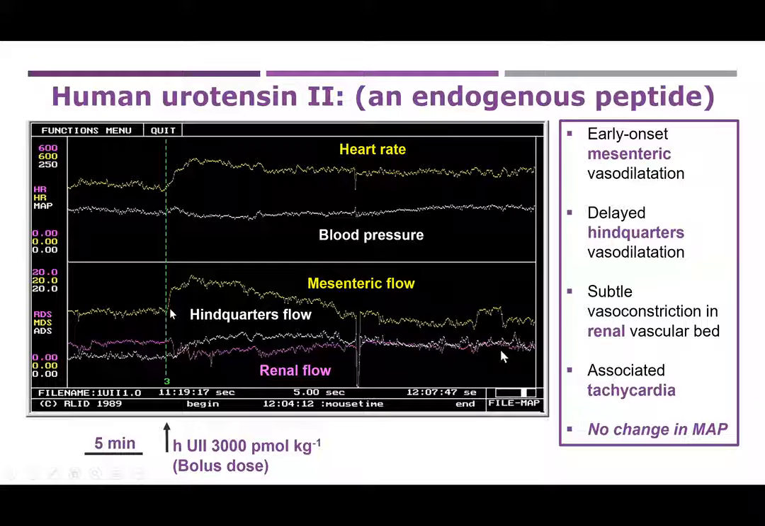But if we look more carefully in terms of regional distribution of blood flow, hopefully I can convince you that there's almost an immediate vasodilatation that happens in the mesenteric vascular bed, and perhaps a more sustained, slower onset vasodilatation that happens in the hindquarters, so this white line here. And at the same time, there's a slight renal vasoconstriction. So we have temporal changes, we have regionally selective changes, and associated with these overall effects in the vasculature, we can see a tachycardia or an increase in the heart rate response as well. And again, with nothing showing along in terms of overall mean arterial pressure.